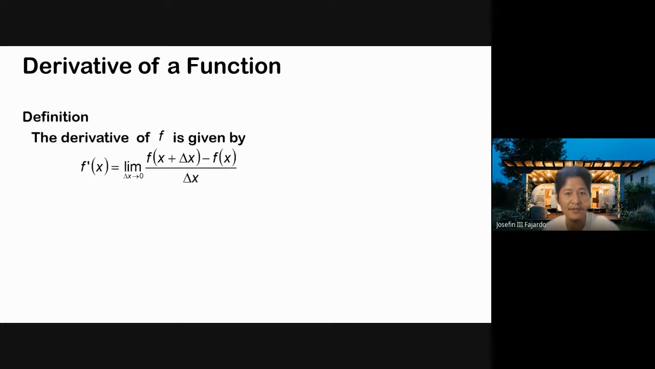So this is the analytical definition of your derivative. It says here that the derivative of f, or the derivative of the function, is given by f prime of x, where f prime of x is equal to the limit of the function f of x plus delta x, minus f of x, all over delta x, if this limit exists.